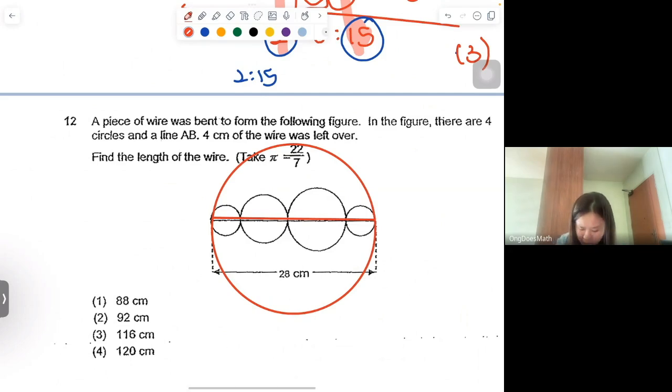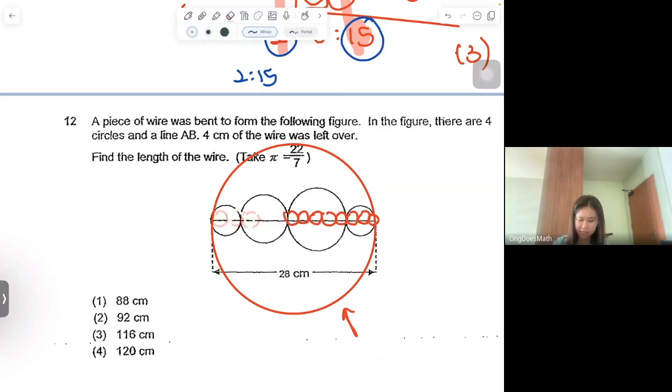So you can have much smaller circles. The circumference of all the small circles will still add up to the circumference of this one big circle, as long as the diameters match up. So you must go and see whether the diameters match up. In this case, we just have to find the circumference of this big circle, right?